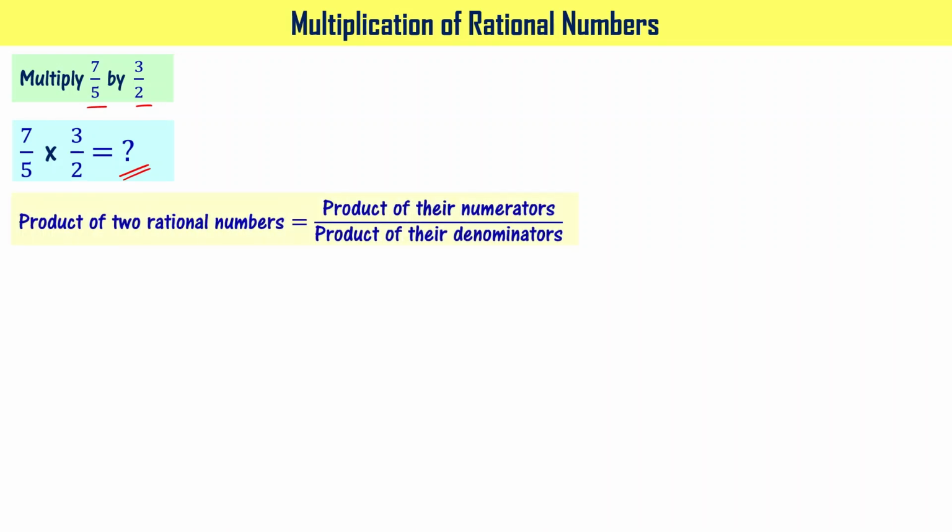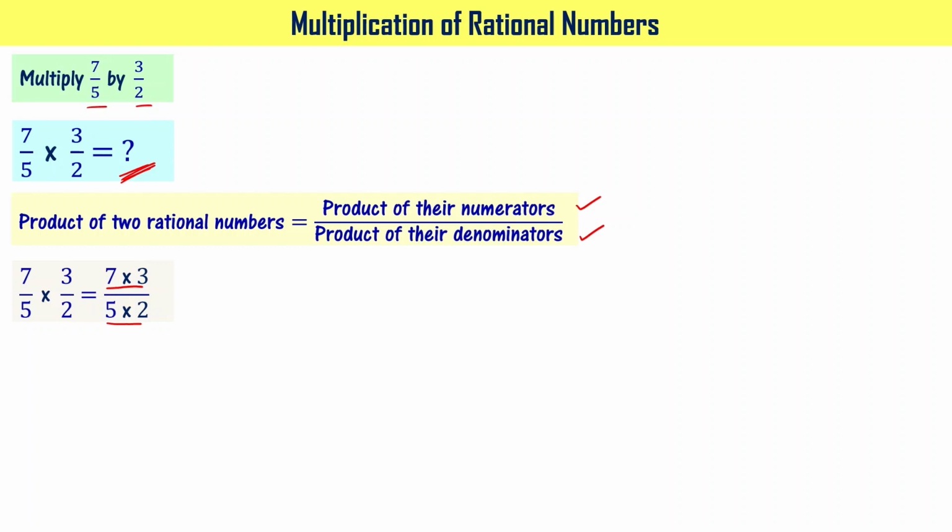Please note that the product of two rational numbers is equal to the product of their numerators divided by the product of their denominators. It means 7 by 5 times 3 by 2 can be written as 7 times 3 divided by 5 times 2. We are multiplying the numerators and we are multiplying the denominators separately, and their ratio is the resultant number, right? That's what we have done, right?